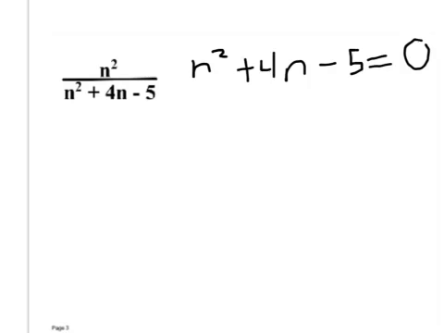Can we factor this? Yes. What adds to give me 4 and multiplies to give me negative 5? What are the factors of negative 5? Negative 5 and 1. Would that add to give you positive 4? No. How about 5 and negative 1? So n minus 1, n plus 5.